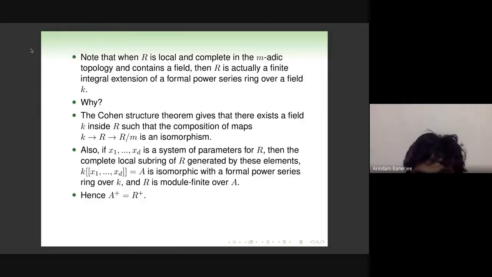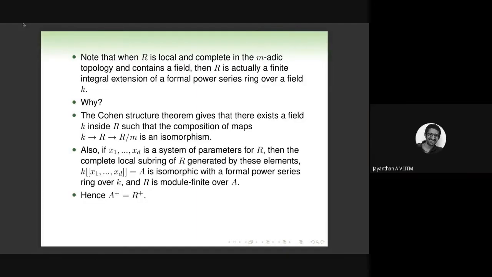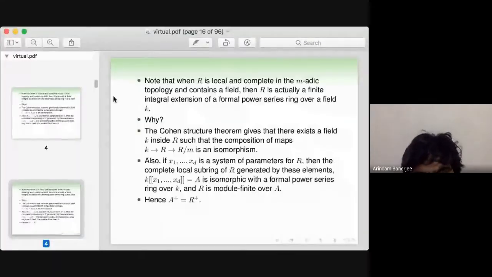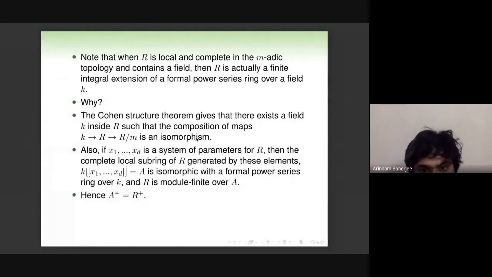Yeah, what's the question? I think there is a question, right? Are you assuming R is Noetherian now? Yeah. Let's assume R is Noetherian. Let's assume R is Noetherian henceforth.